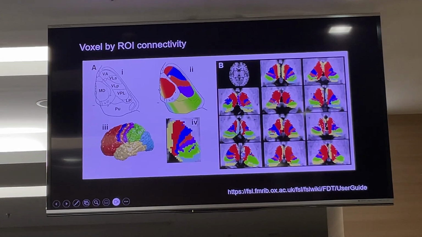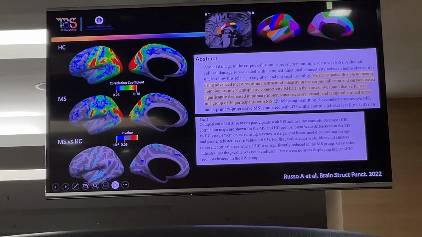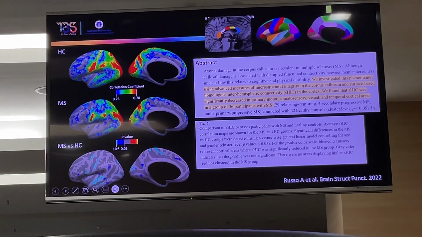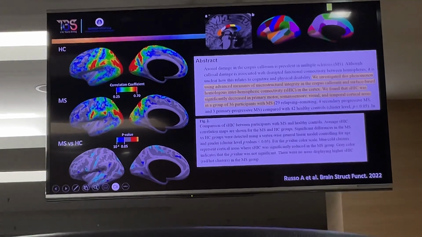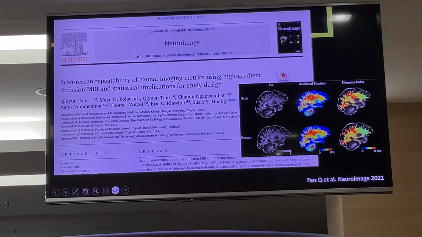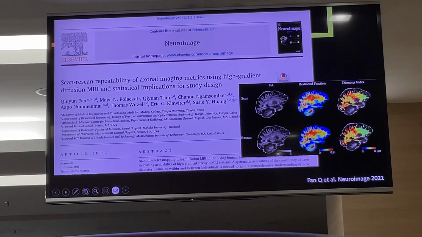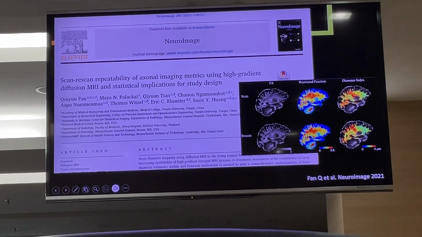At that time, we used FSL. The result is that he found that the SHIC, or surface-based homologous interhemispheric connectivity, was significantly decreased in the motor cortex and other particular areas in MS patients. And the thing you have to think about is the rescan repeatability of the diffusion image. When you use advanced techniques, you have to think about whether this is reproducible. You have to test on your scanner.